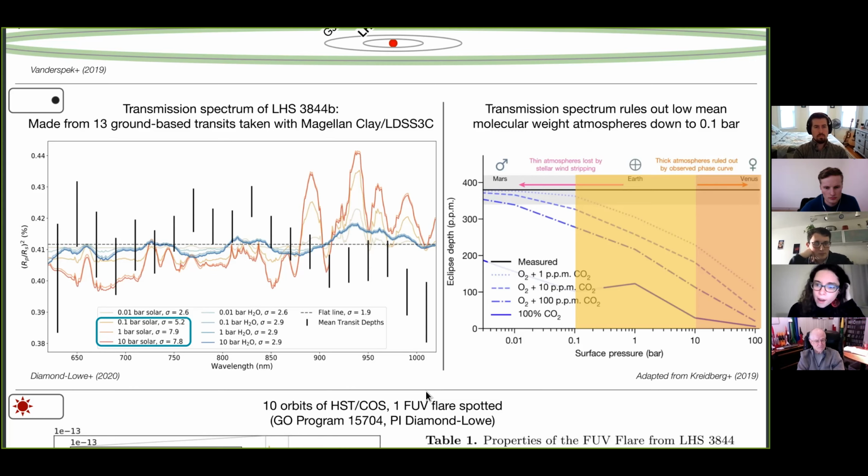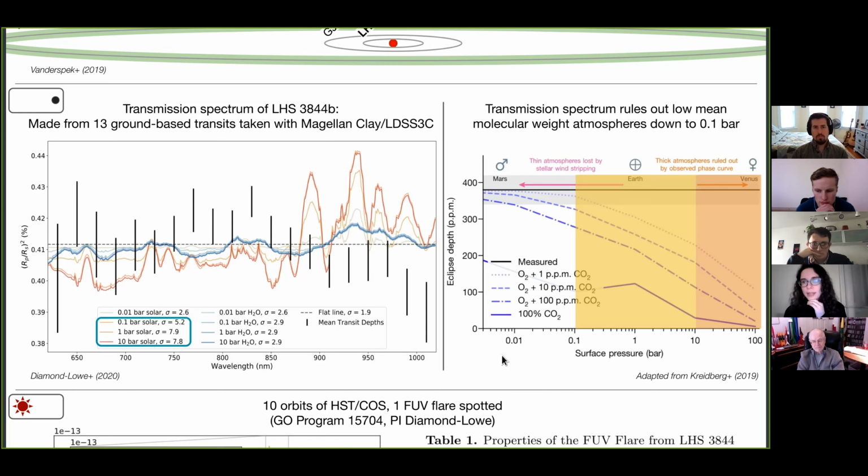So to put this in context of what we already know about this planet, this figure over here on the right is adapted from Kreidberg et al. 2019. And so they observed 9 orbits of this planet as it orbited around the star. And from that, they were able to get a phase curve.